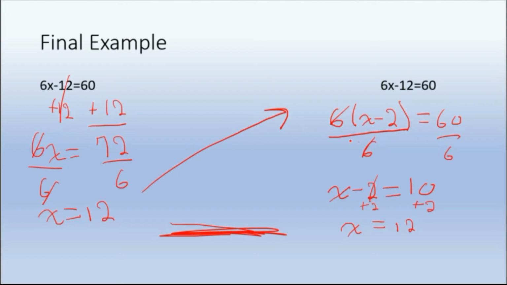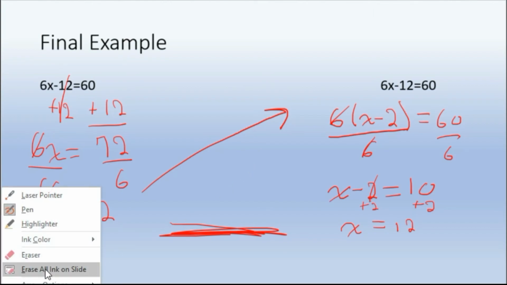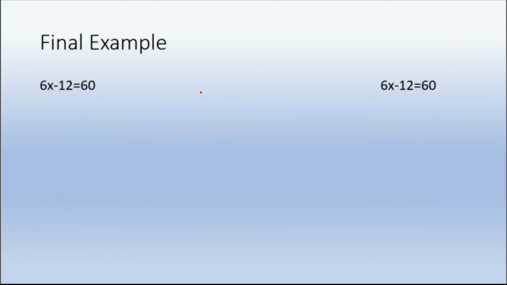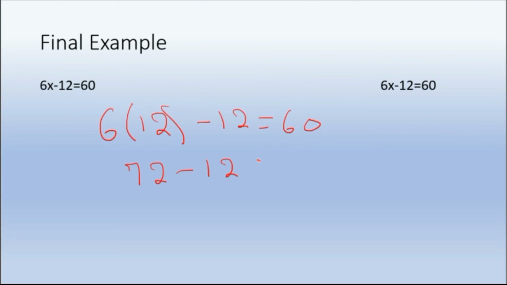So it's more likely that we did it right, but we're going to go ahead and plug our x back into the original equation just to make sure. Can never be too sure. Okay, so our x was 12. So we have 6 times 12 minus 12 equals 60. Okay, using our PEMDAS, we have 6 times 12 is 72, minus 12 equals 60. Then 72 minus 12 is 60. 60 equals 60. These check out.